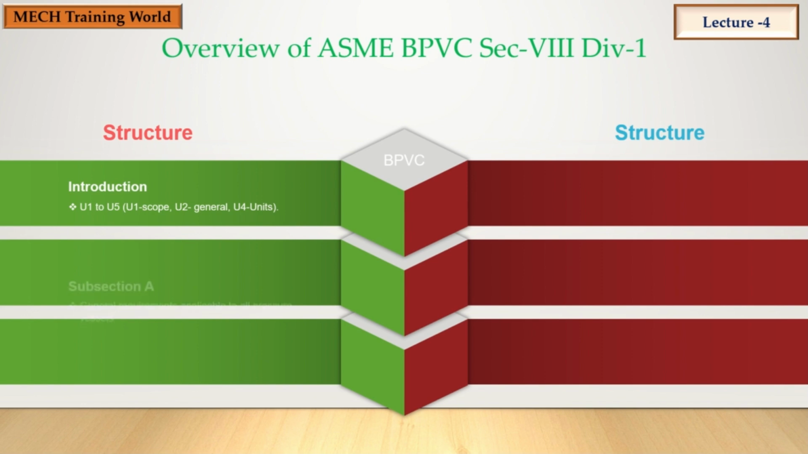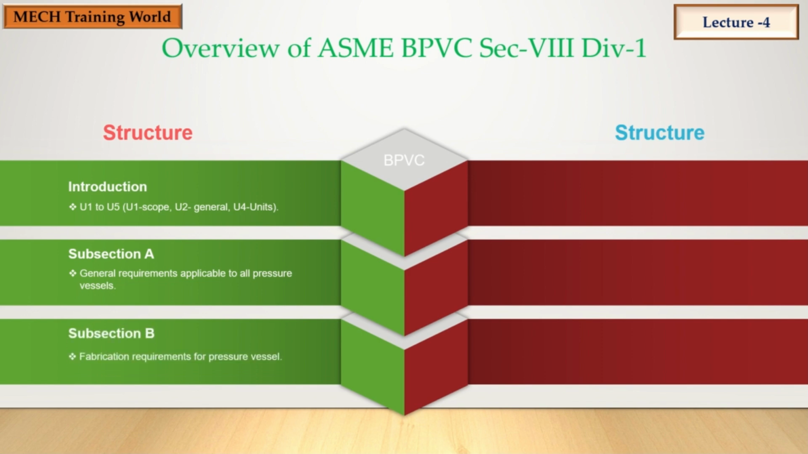And next one is Subsection A, guys. It is the most important part of ASME Section 8 Division 1. It covers all general content related to design, welding, inspection, hydro test, pneumatic test, proof test, etc., and a lot more. The majority of information is covered in this Subsection A only.